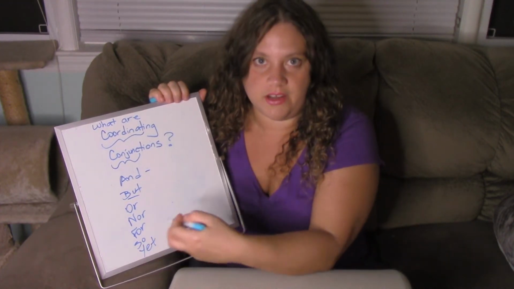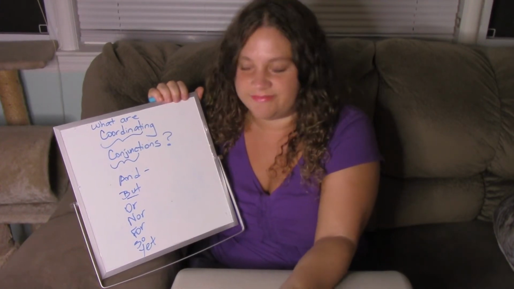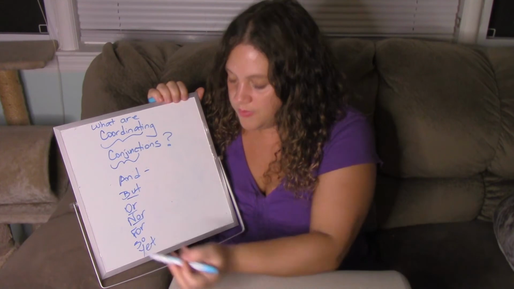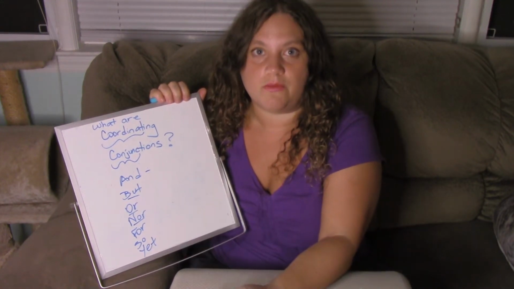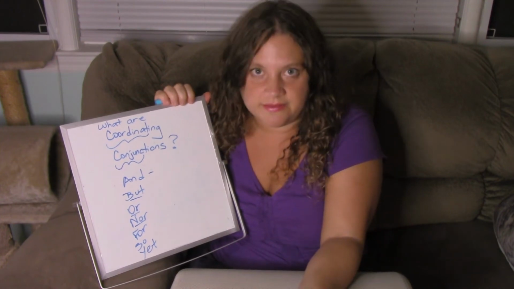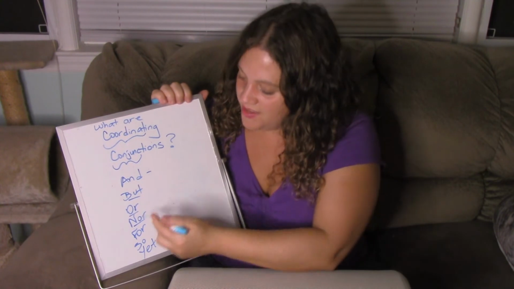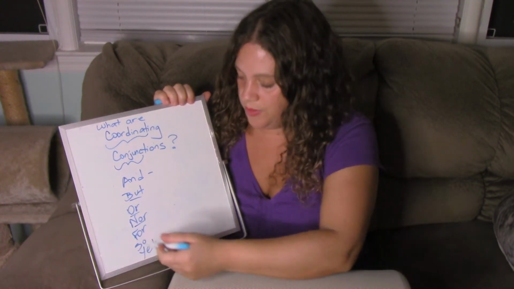Or, right, we hear either or, we understand that, right? I was going to have tuna or chicken, okay? Nor, okay, that's neither nor, right? So I was neither excited nor disappointed, okay, that my class was canceled, all right? So neither nor, so it's either or and neither nor.